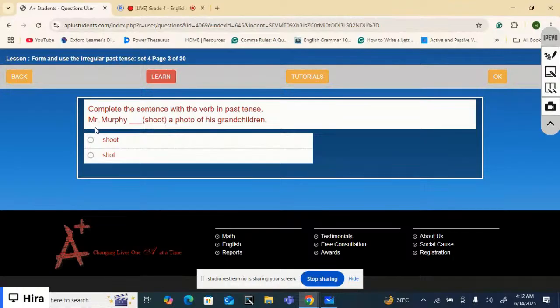So third one is Mr. Murphy blank a photo of his grandchildren. Shoot is the verb. So complete the sentence with a verb in past tense. So you have to write the past tense verb and irregular past tense. What is the irregular past tense of shoot? Is it shoot or shot?